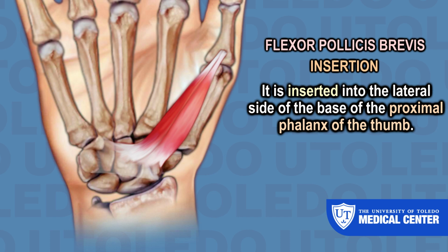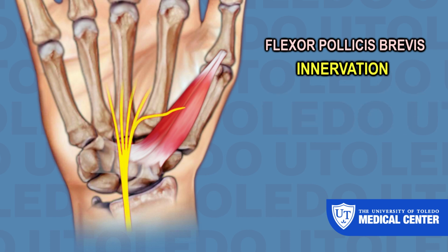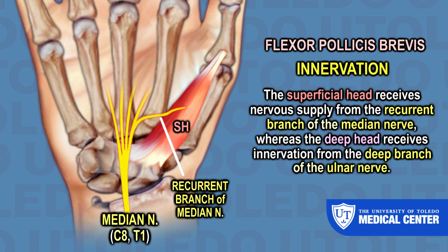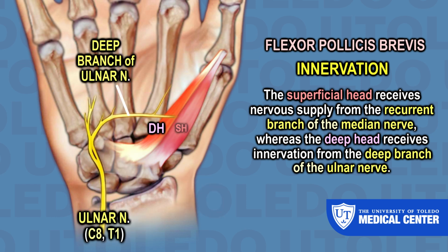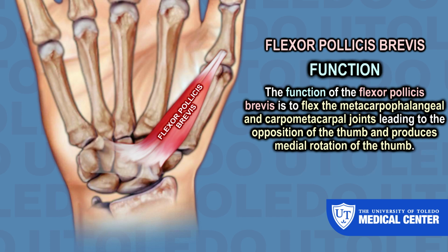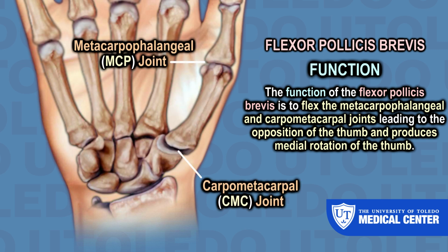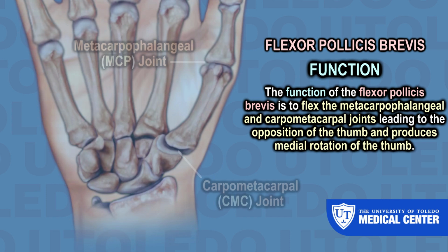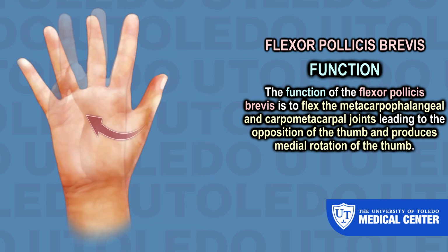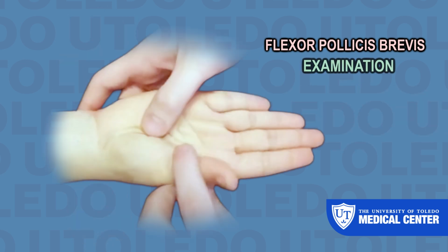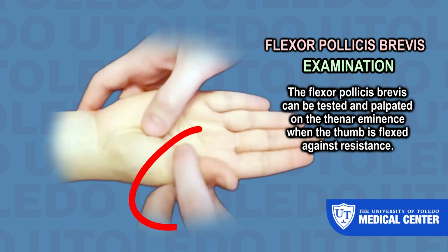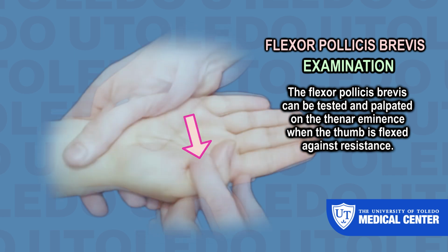For innervation of the flexor pollicis brevis muscle, the superficial head receives nerve supply from the recurrent branch of the median nerve, whereas the deep head receives innervation from the deep branch of the ulnar nerve. The function of the flexor pollicis brevis muscle is to flex the metacarpophalangeal and carpometacarpal joints, leading to the opposition of the thumb and produces medial rotation of the thumb. Examination. The flexor pollicis brevis muscle can be tested and palpated on the thenar eminence when the thumb is flexed against resistance.